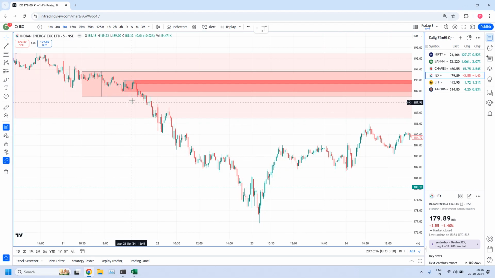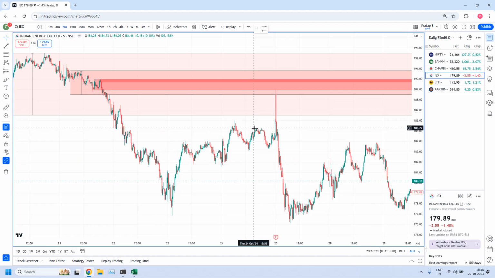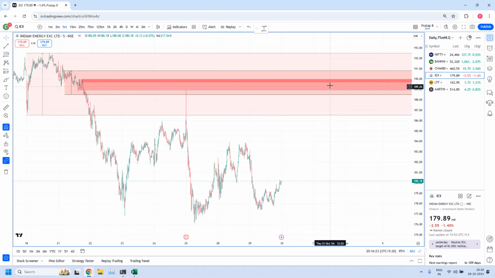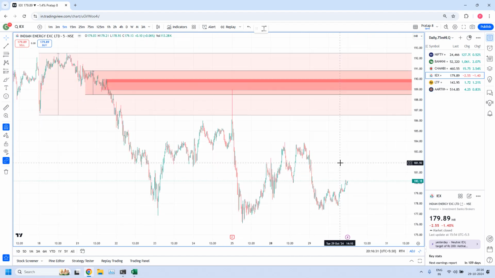So this is the 5 minutes fine-tuned zone. Rally, base, drop. Still it is a fresh zone. Prices didn't enter into this area. So that's why we can plan a trade in this fine-tuned area. It's the same as the analysis we did earlier. There is no change in the analysis.